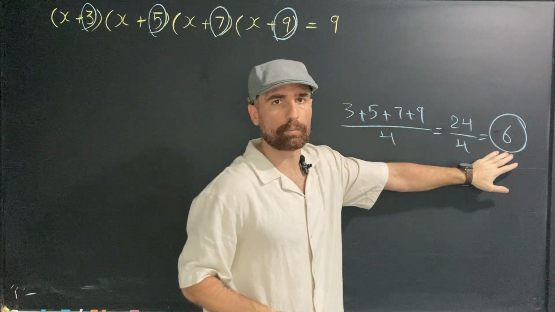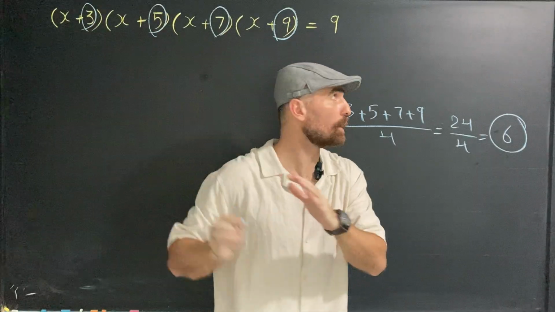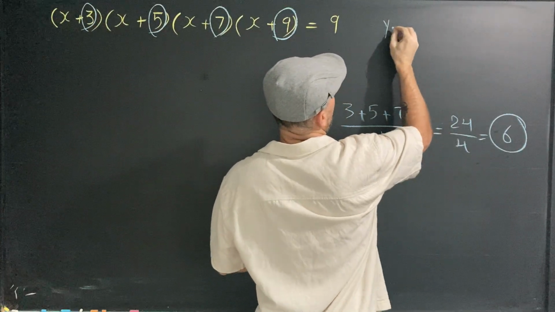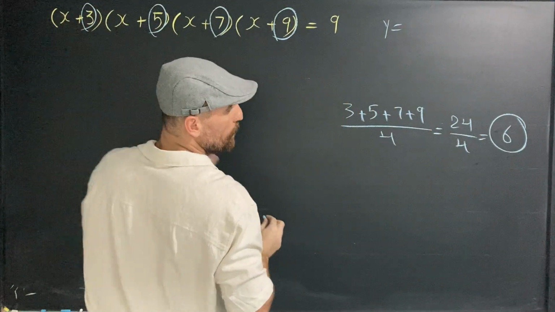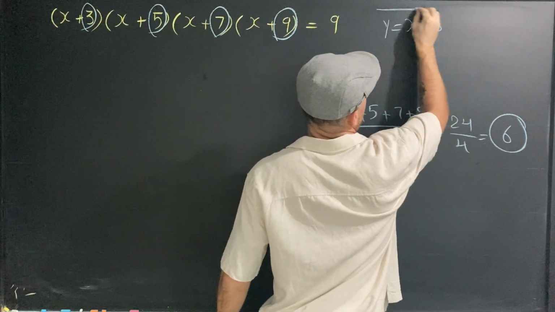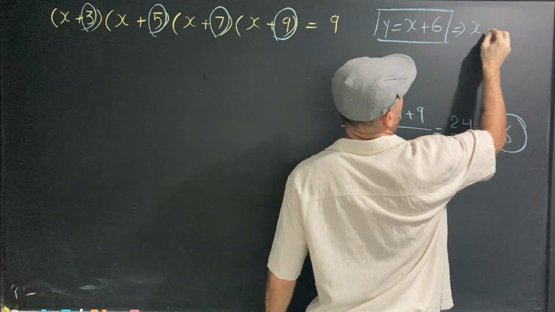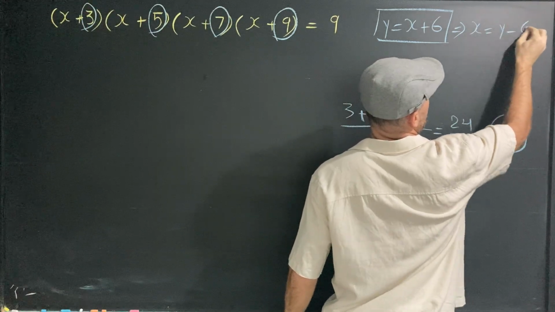Why do we need this number? I'm going to use this number to set a new variable for our equation. I call it y. Y is going to be x plus this number. Let's keep it here. Based on this, the value of x is going to be y minus 6.